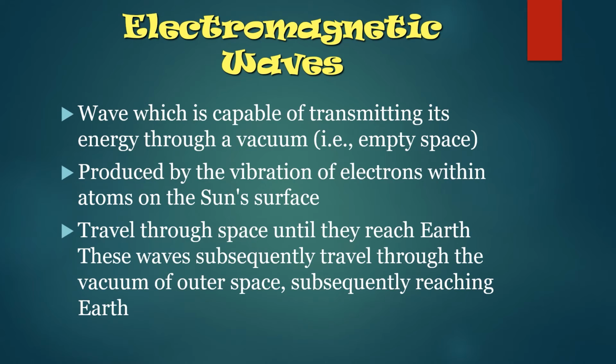Now, what are electromagnetic waves? It is a wave which is capable of transmitting its energy through a vacuum, for example, empty space, produced by the vibration of electrons within atoms on a sun surface, traveling through space until they reach Earth. These waves subsequently travel through the vacuum of outer space, subsequently reaching Earth.